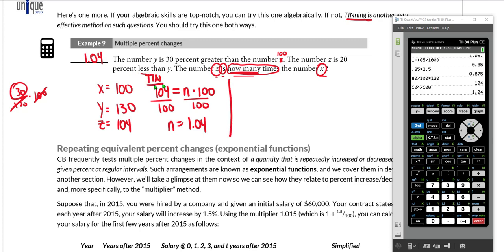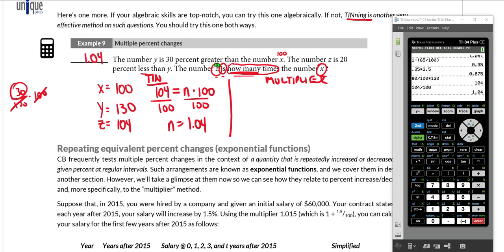In fact, I'm going to write tin over here. Multiplier method, which again, some people might consider the multiplier method a little bit more efficient than the tin method. Either one is perfectly fine. Really just depends on which one you feel more comfortable with, which one you maybe have more time for, which one you think will be safer, more efficient, so on and so forth. The multiplier method here, we would do y is 30% greater than x. So what does that mean?